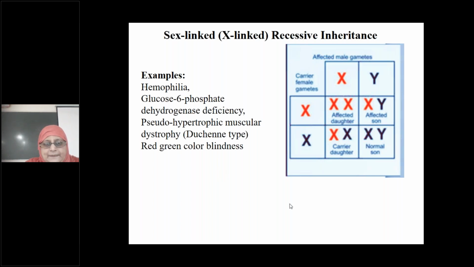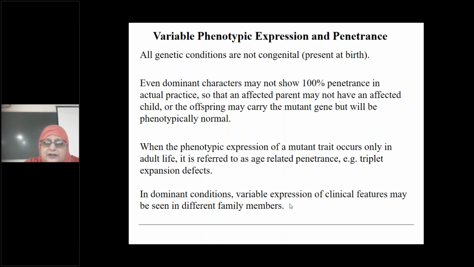Now, variable phenotypic expression can also be seen, because not all genetic conditions are congenital. That means they are not present at birth. People may also acquire these conditions during adulthood or childhood. So even dominant characters may not show 100% penetrance in actual practice. It is not compulsory that an affected parent will have an affected child. The offspring may just carry the mutant gene, that means they are just carriers, but phenotypically they will be normal.